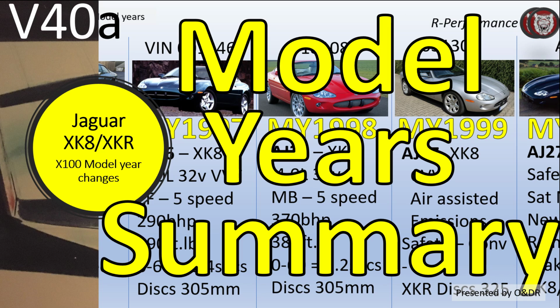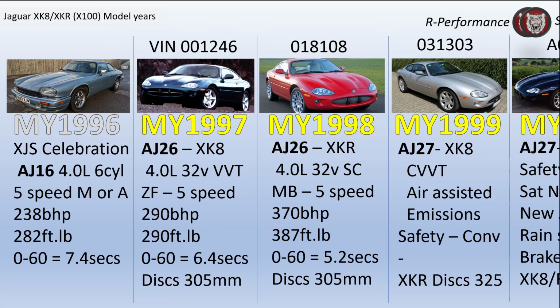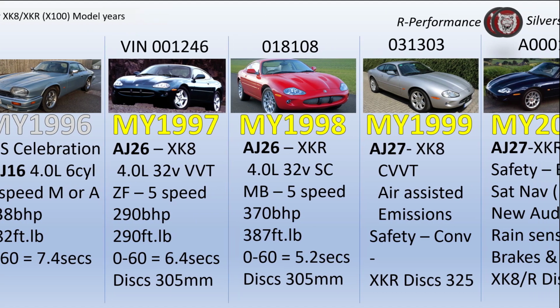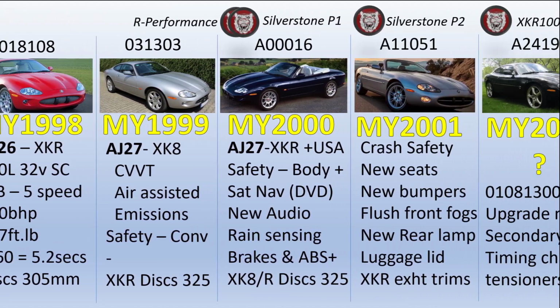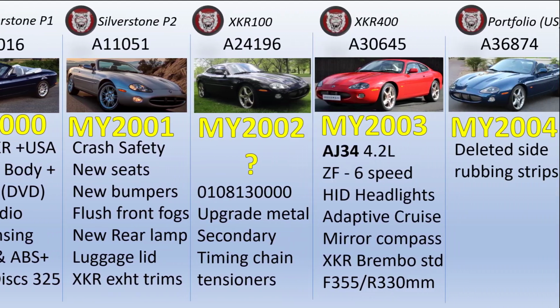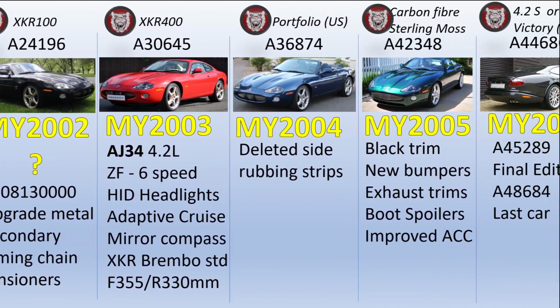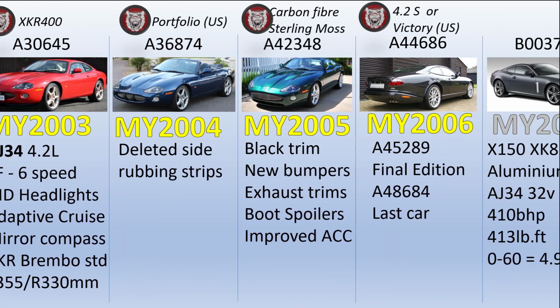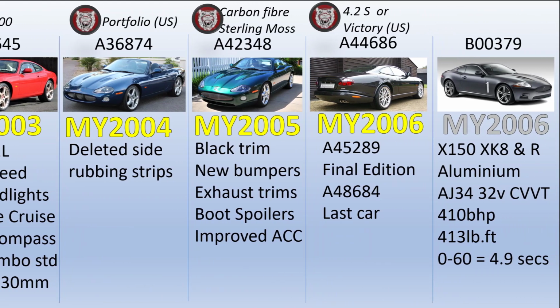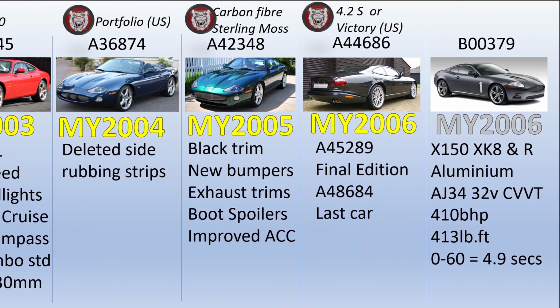This is video 40A in my series of XK8 videos, and in this video I'm going to try and explain all the model years in one big summary. Hopefully you've been watching my videos where I've been trying to document all the model year changes from the introductory 1997 model year all the way through to the final versions, model year 2005 and 6, before the car was eventually superseded by the X150.